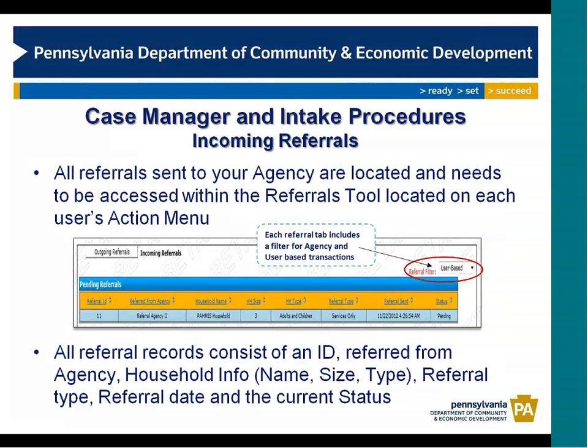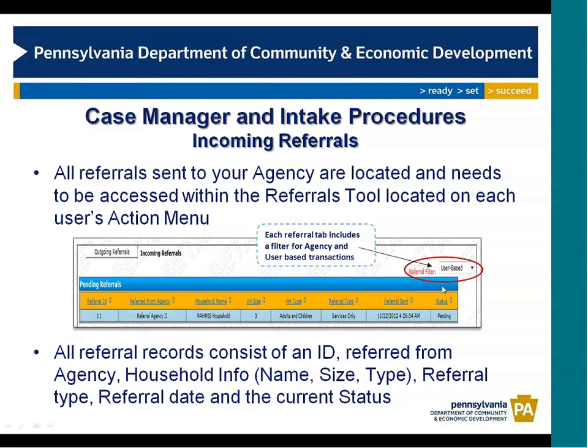Now we're going to switch gears. Now that we know how to send an outgoing referral, let's change gears to the incoming ones. Once a referral's been sent, the agencies need to locate and access these referral tools located on each user's action menu. Once you go into the incoming section, you'll have the same pending and historical transactions. Of course, any pending ones should be looked at and reviewed as soon as possible.